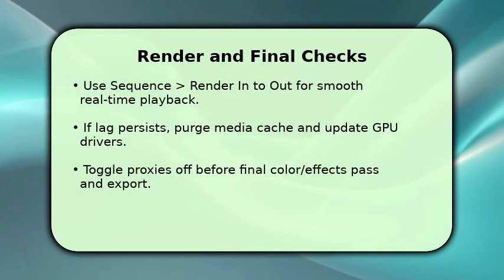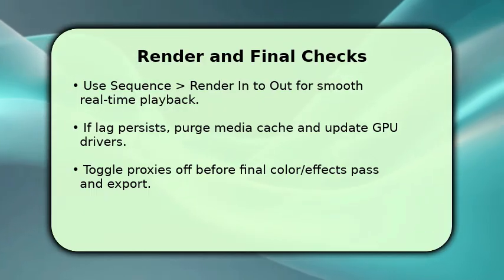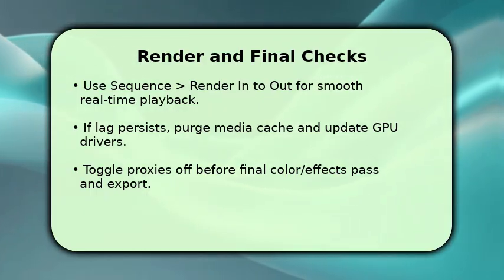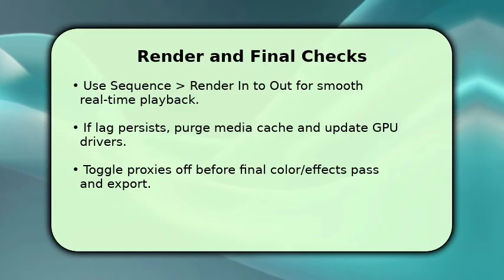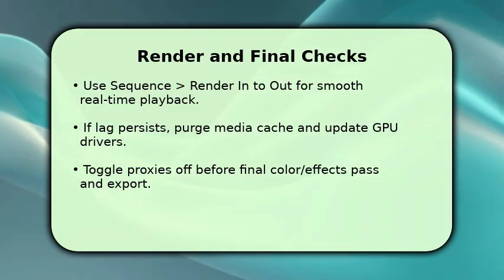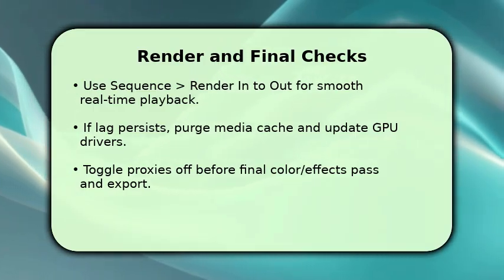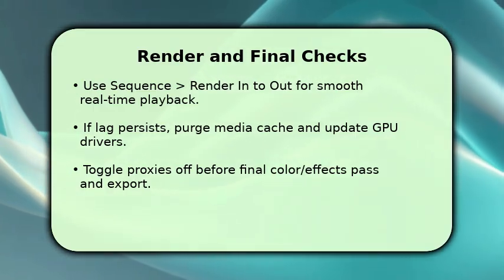To finish, set the work area and choose sequence, render in to out so Premiere pre-renders frames that still stutter. This gives uninterrupted playback for complex sections. If you still see lag, purge the media cache and check for the latest GPU drivers and Premiere updates, because stale caches or drivers cause glitches.